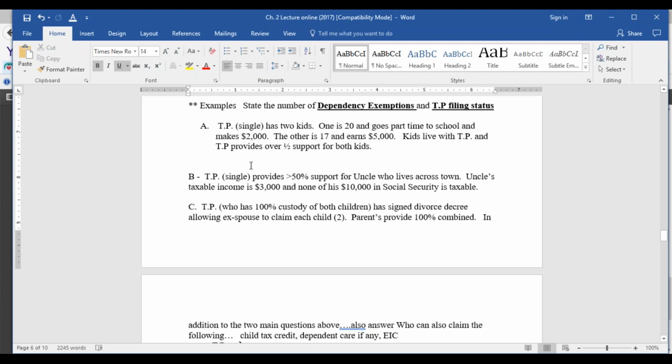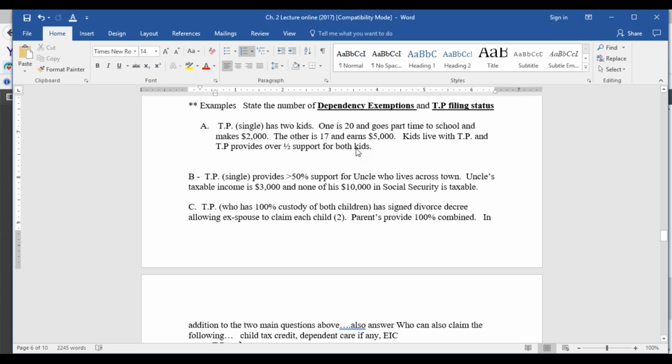In example A, I tried to make up some different situations that could occur, some of them kind of normal, some of them a little bit more rare, but even the rare ones do happen. So we have a taxpayer who is single, with 2 kids. One of the kids is 20. Keywords here: they go to school part-time, and they make $2,000. The other is a 17-year-old who earns $5,000. Both kids live with the taxpayer, and the taxpayer provides over half the support for both.